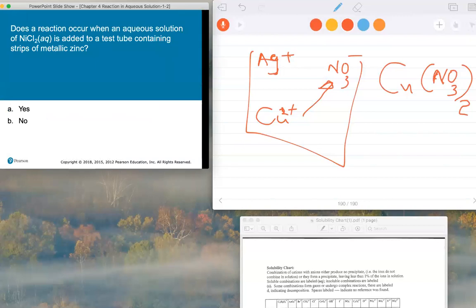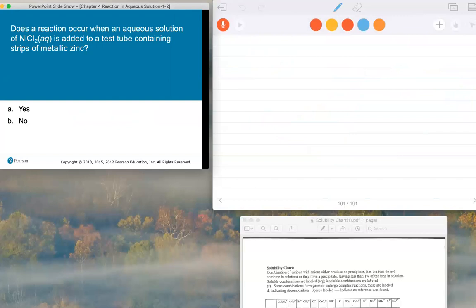Let's see. Does a reaction occur when an aqueous solution of nickel(II) chloride is added to a test tube containing zinc? So the question here is, we have zinc in elemental state plus nickel chloride. Will the reaction take place? If yes, we have to write and balance the equation. So I need to have what?